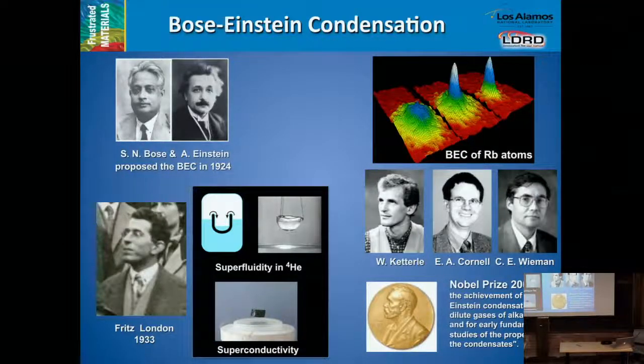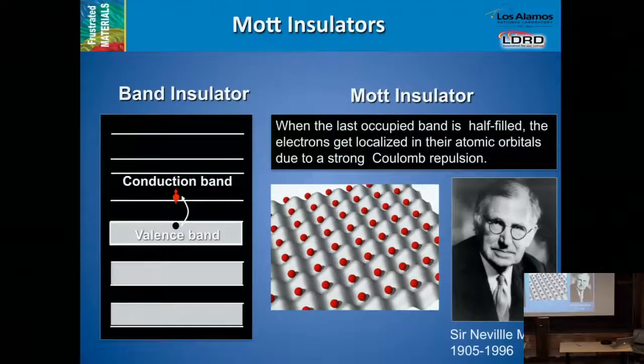And then the question is, how is that condensate? In principle, bosons can condense in a linear combination of the different minima, and what determines what is the optimal linear combination? So let me introduce those systems. Those are Mott insulators. So probably you are all familiar with the notion of band insulator.